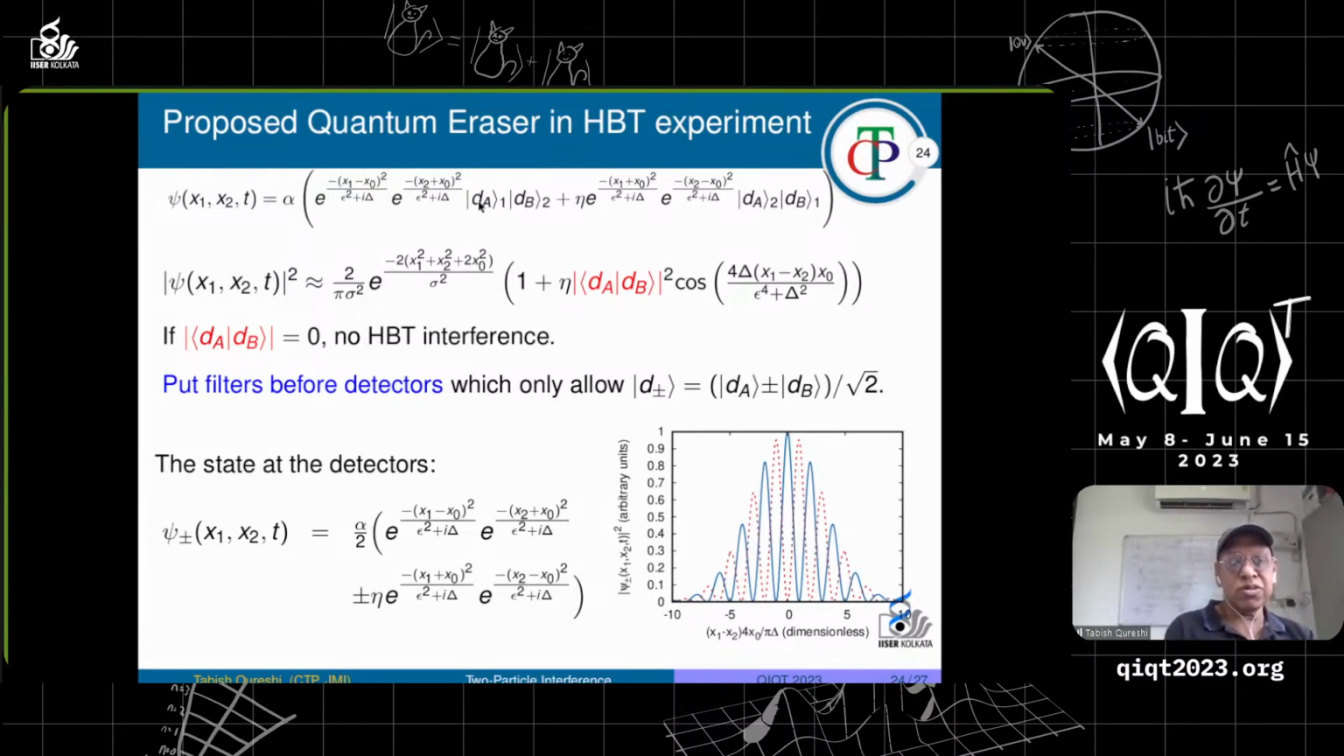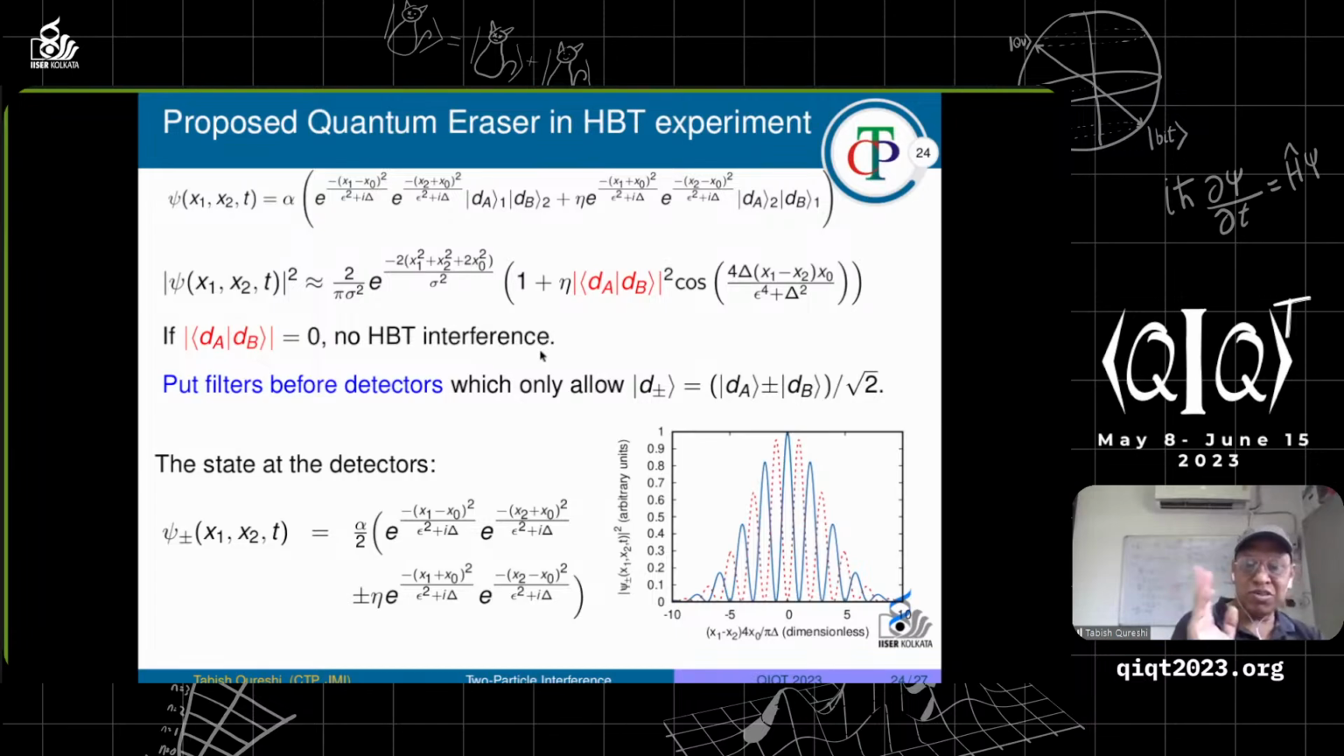So you will see that I've written this state which I have shown before, the two-particle state in the Hanbury-Brown-Twiss experiment, two Gaussian wave packets with the internal degree of freedom. And the interference is here. And you know that if two states are orthogonal, suppose dA and dB are orthogonal, this term will go away and you will not see any interference.